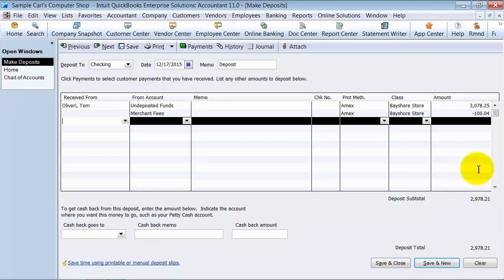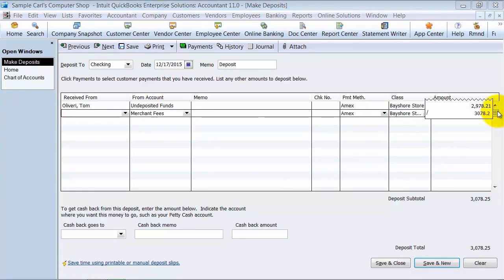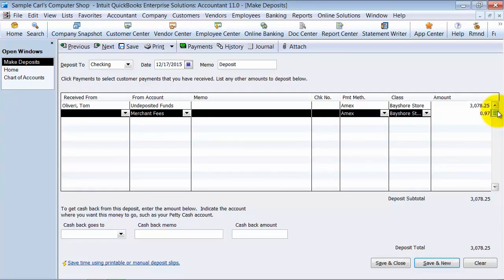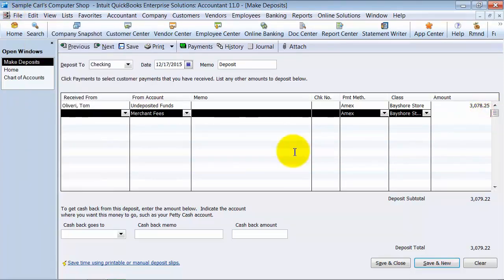Now, if you don't know what your Amex rate is, then what you want to do is you just come in here, I'm going to go ahead and do 2,978.21 divided by 3,078.25, which is 0.97, so I know it's 3%. Or you can do it vice versa, the other way around. So then I know to do the multiplication there. I guess it's better to do it using an actual calculator, since this one's going to round to only two pennies and not tell us it's 3.25.